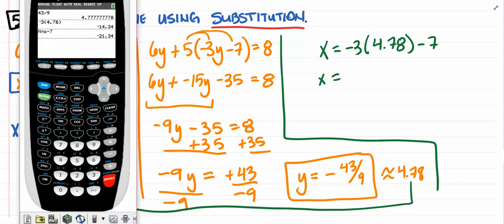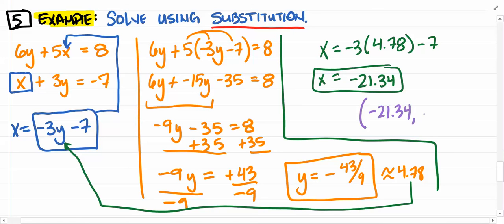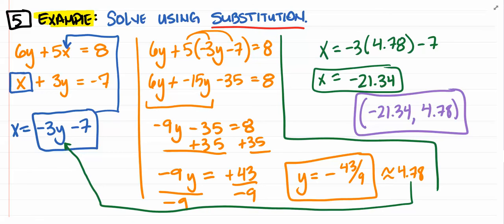So we get negative 21.34. Negative 21.34. Again, that's okay. You can get these decimal answers. So therefore, our final answer would be negative 21.34, comma, 4.78. Okay, so I found my mistake. This should be negative 4.78, which makes my x value 7.33.